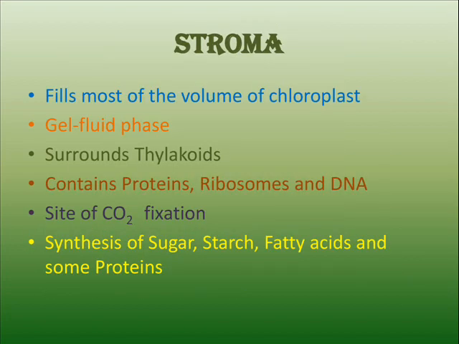The stroma fills most of the volume of the chloroplast. It's a gel fluid-like structure which surrounds the thylakoids. The stroma contains proteins, ribosomes and DNA within itself. It is the site of carbon dioxide fixation. Also, it is the site where sugar, starch, fatty acids and proteins are synthesized.